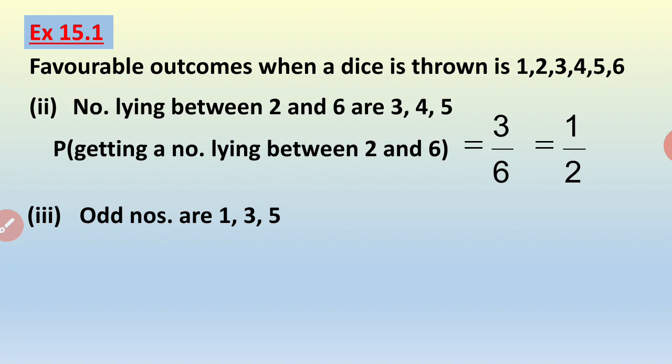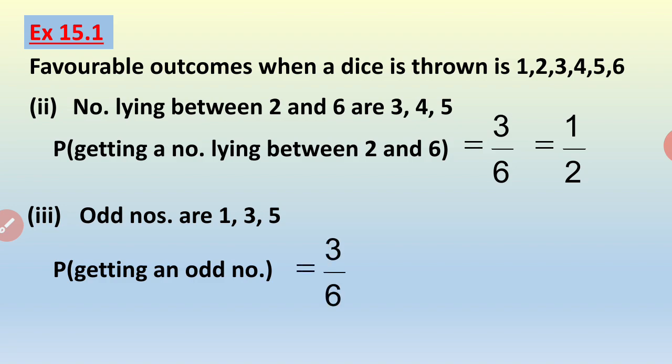If we check the list, here 1, 3 and 5 are the odd numbers. So again we get 3 numbers. So the probability of getting an odd number will be again 3 by 6, which is equal to 1 by 2.